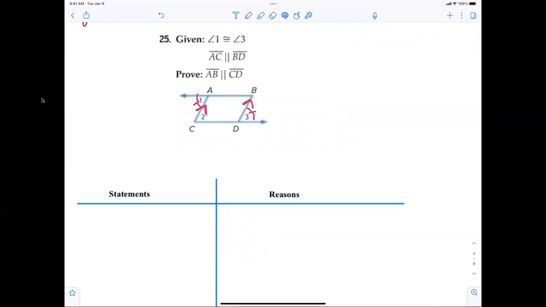You could say that angles 2 and 3 are congruent because they're both congruent to angle 1. That's correct. And then what? Right. Say that 1 and 2 are congruent. Yep. Say that AB is parallel to CD. Come on, guys. I think that's kind of easy.